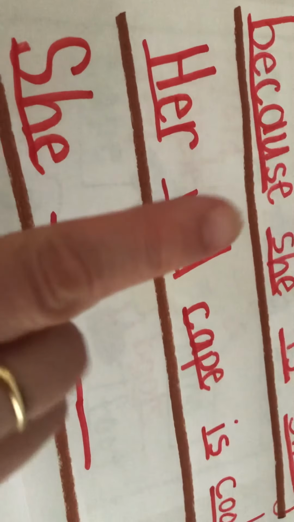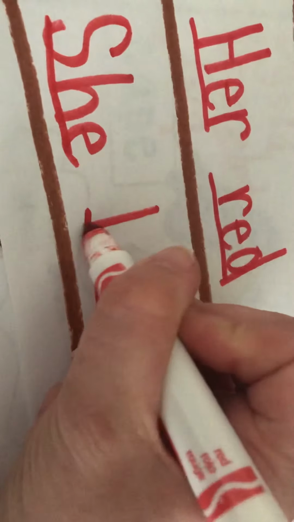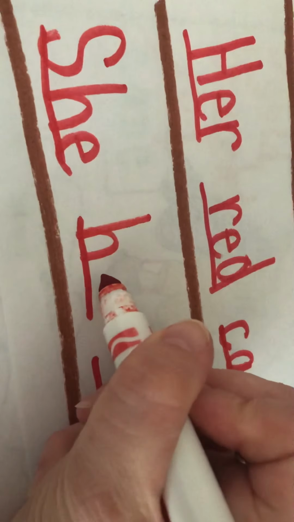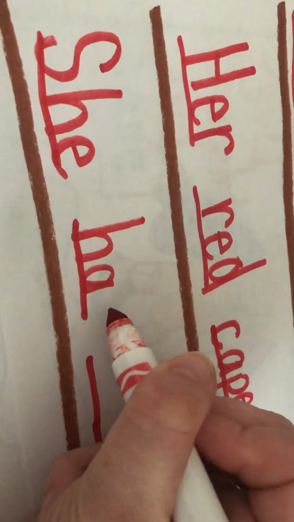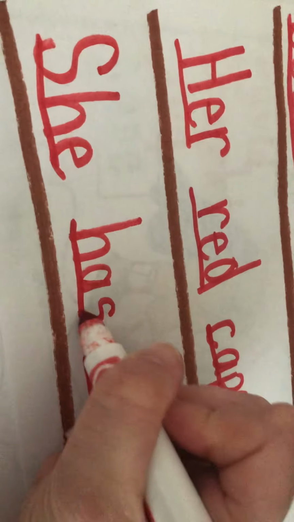S. S. Three sounds. So, H. Our vowel is A. It's A. S. And that's the S.